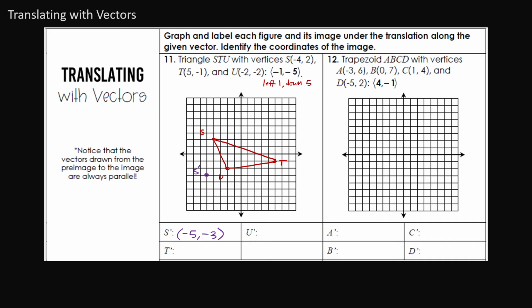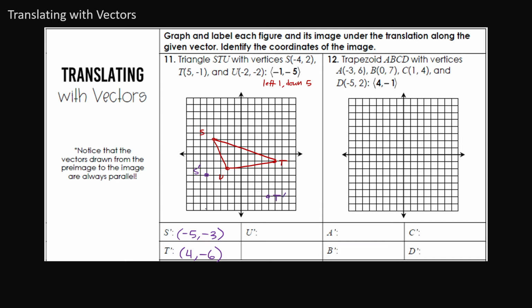Or I could just use the component form and say that I am shifting or taking away 1 from my x value and 5 from my y value. So for coordinate T, 5 minus 1 is 4. And for the y value, -1 minus 5 is -6. So coordinate T, or T prime, is at 4, -6. 1, 2, 3, 4, 5, 6.